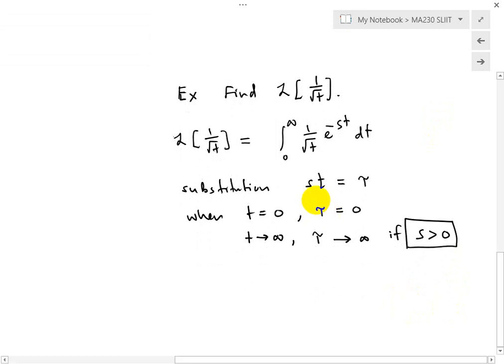So in this integral, now remember s is a constant. So what is dt? Maybe you should try to do at least this.